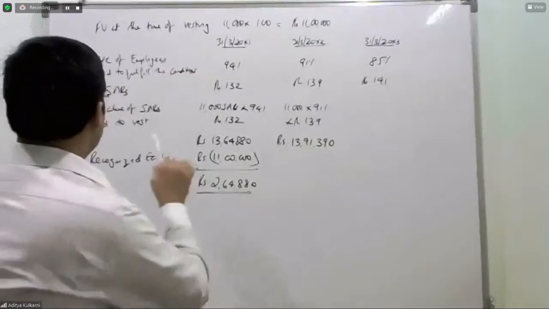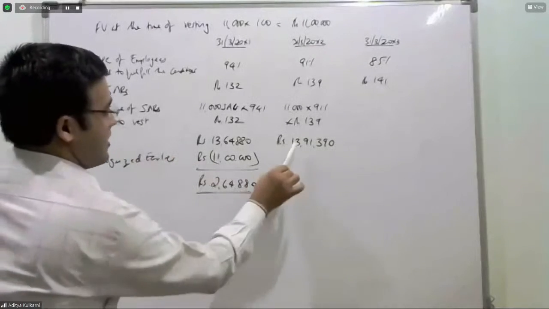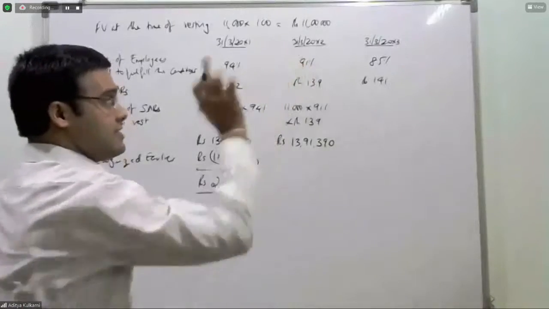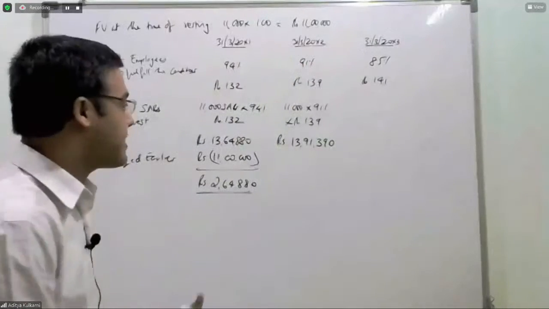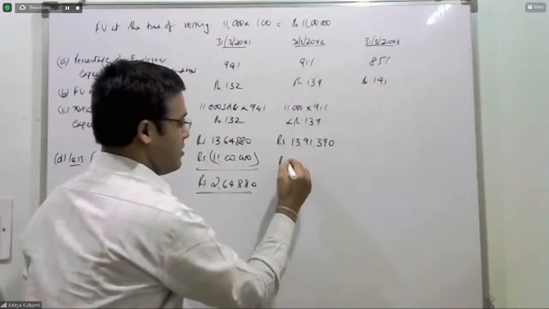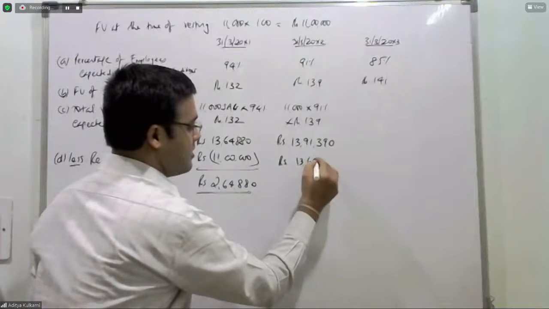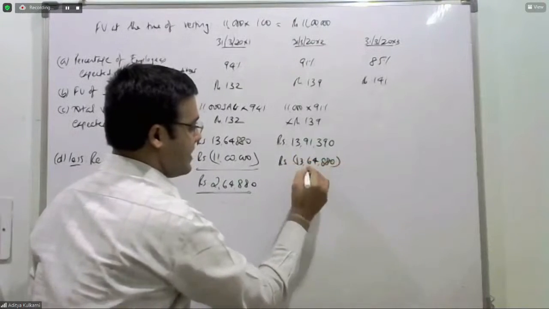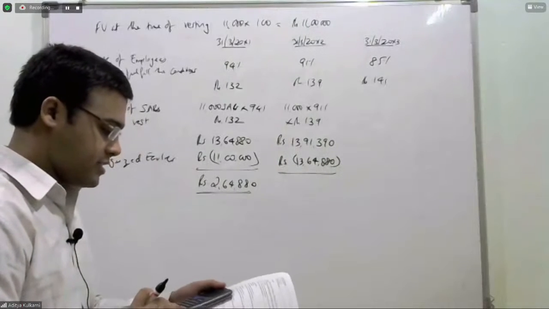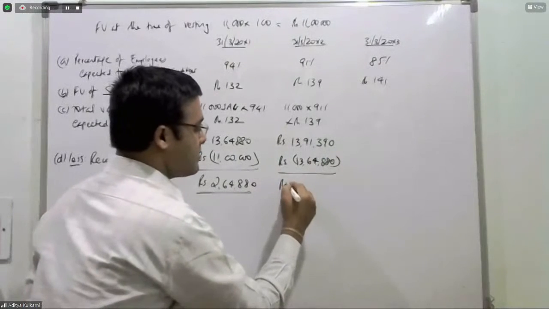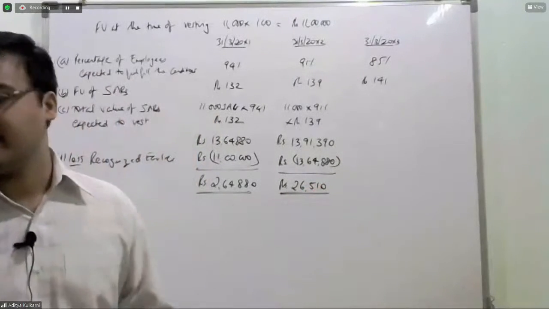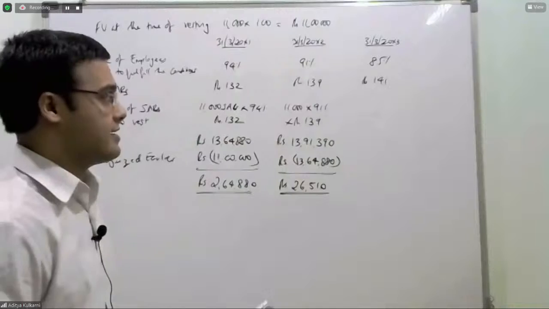This is the value of SARs expected to vest, 13,91,390, value as at 31st March. But how much have you recognized? You have already recognized 13,64,880. So 13,91,390 minus 13,64,880, rupees 26,510 is the incremental expenditure that you will recognize.